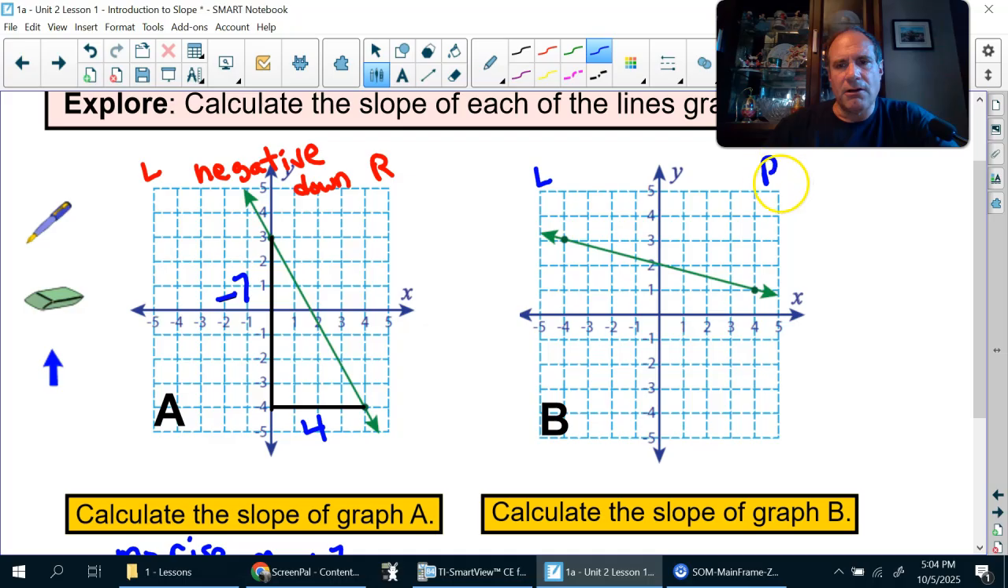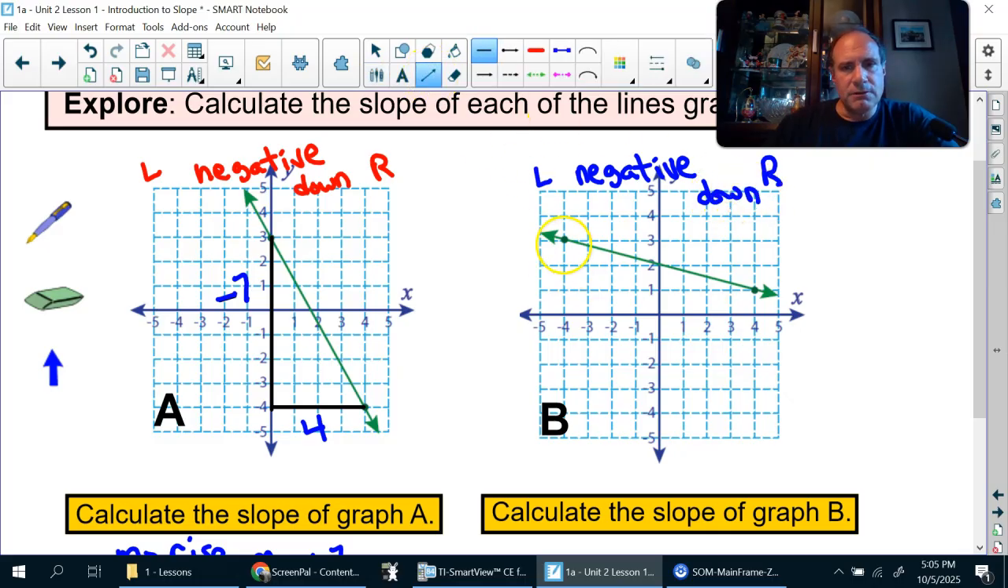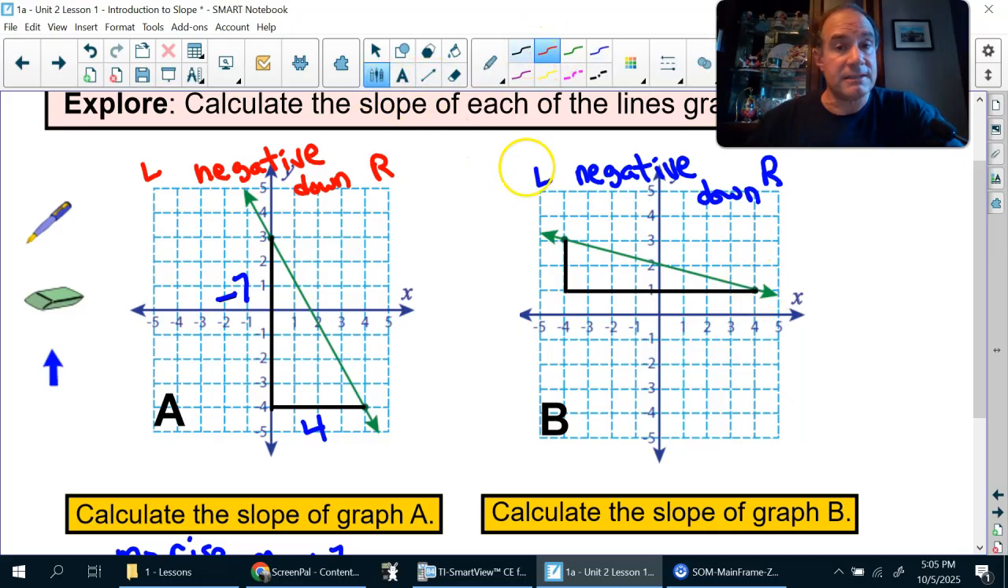And we're going to put L and R. This goes down from left to right as well, so it's a negative slope. It goes down. We are going to connect those 2 points just like that. We know this has a negative slope. So this is 1, 2. We're going down, so this is -2. But this is going to the right. 1, 2, 3, 4, 5, 6, 7, 8. So we're going to put +8.